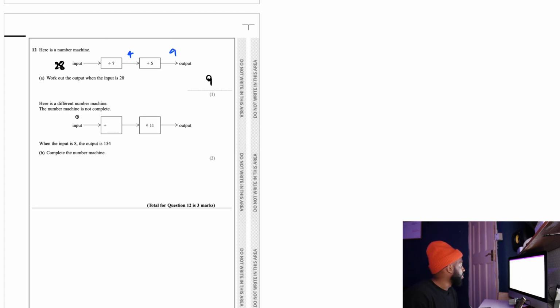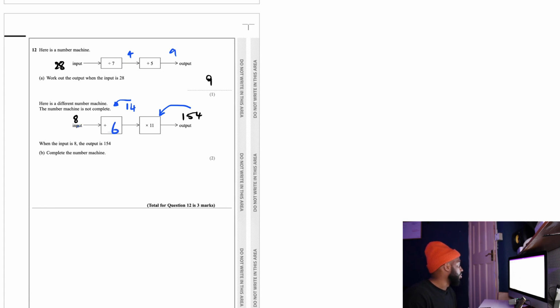Part B says the input is 8, we're missing this first step. We then times it by 11, and the output is 154. So in this question we're working backwards. We've got to do 154 divided by 11. That's going to give us 14. And then 14 minus something is going to give us 8. So that would be 14 minus 6.